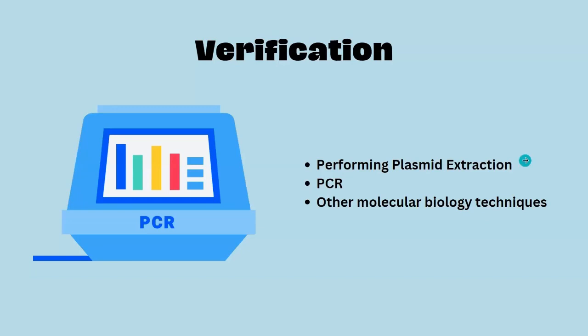Verification is to verify the presence of the ampicillin resistance gene in the E. coli colonies by performing plasmid extraction, PCR, or other molecular biology techniques. Sequencing can also be used to confirm the correct insertion. And in this case, we use PCR.